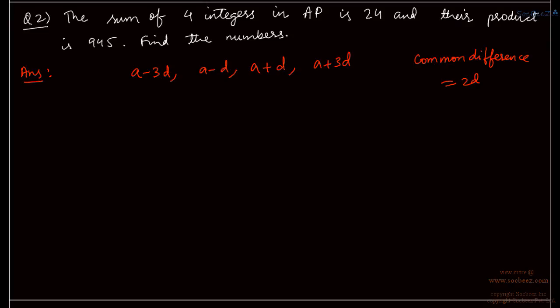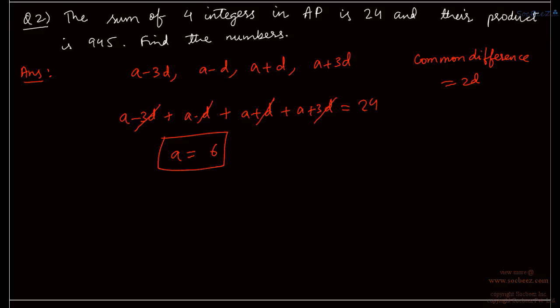Now we have two equations here. The first one is for the sum. Now, when I write the sum, it is A minus 3D plus A minus D plus A plus D plus A plus 3D. Right? That is 24. Now, look carefully. Minus 3D plus 3D cancels, plus D minus D cancels. And that is the reason why I wrote it this way. Had there been 3 integers, I would have written this as A minus D, A and A plus D. Because the moment the sum comes, the D factor cancels and you directly get A is equal to 24 by 4, that is 6. Half of our sum is done, right? Now also note that A is not the first term here. A minus 3D is the first term, right?